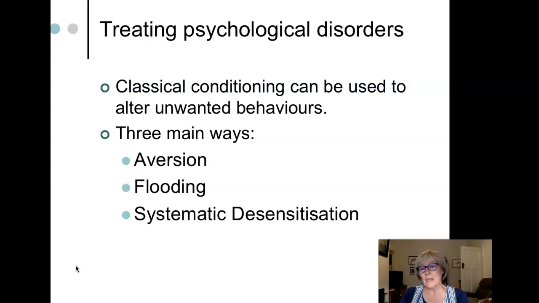And when Ivan Pavlov came up with classical conditioning, it got psychologists really quite excited because they could see that there was a different way to treat symptoms, and that you could treat this very much from the way that people were behaving and use the theory to give people new ways of behaving. And so they came up with three key ones: aversion, flooding, and systematic desensitization.